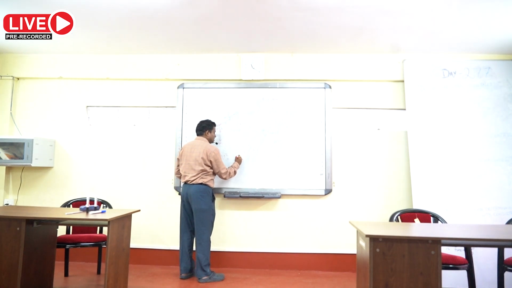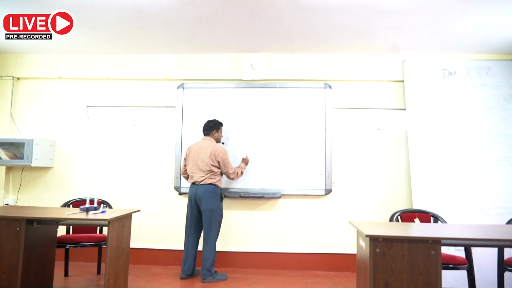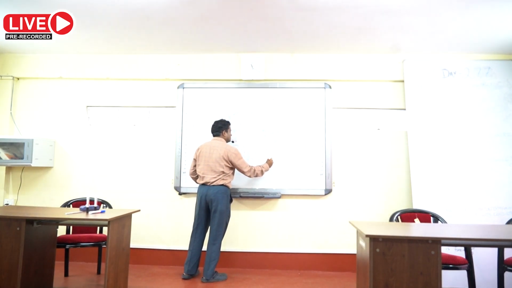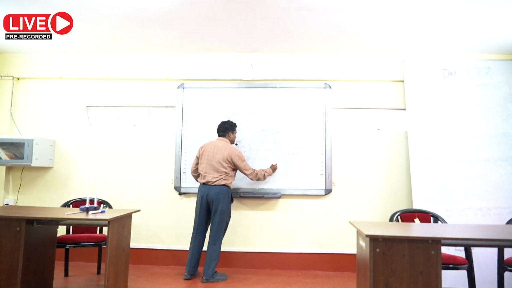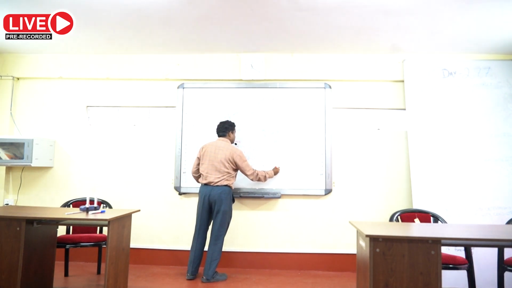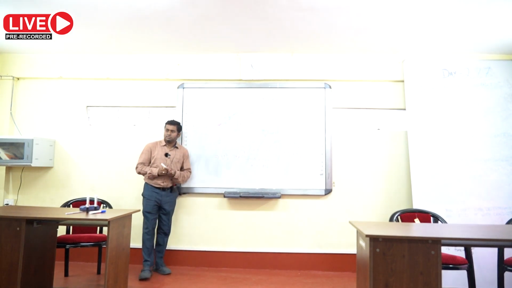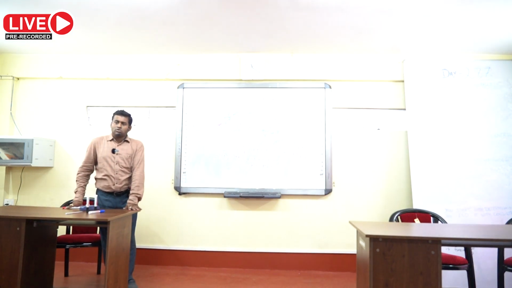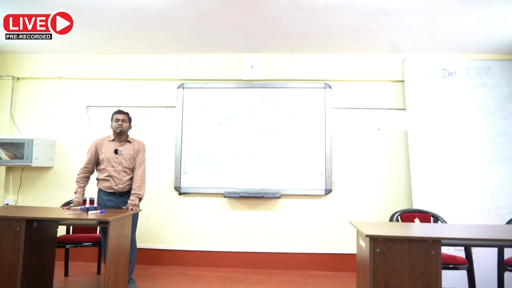rg into sin theta plus mu cos theta divided by cos theta minus mu sin theta. Dividing this one, you can write v square equal to rg into sin theta plus mu cos theta divided by cos theta minus mu sin theta.